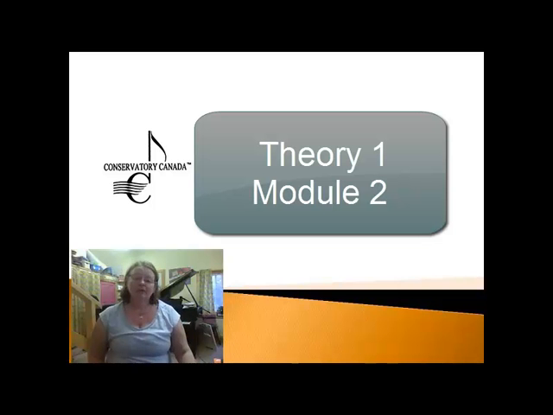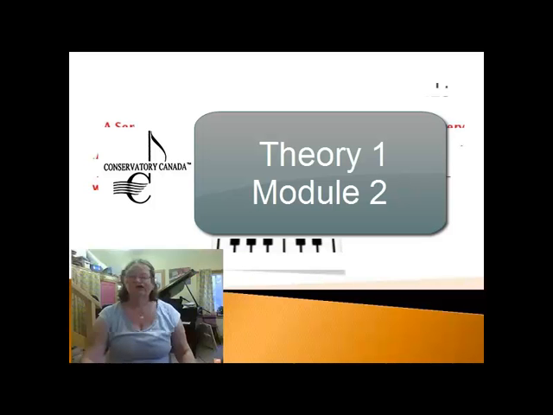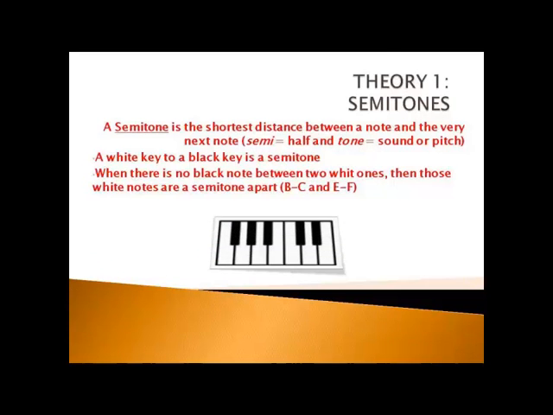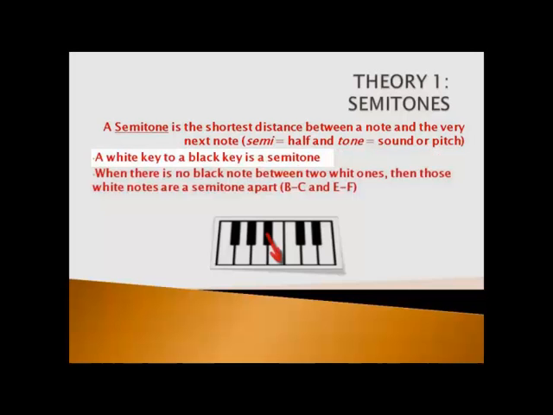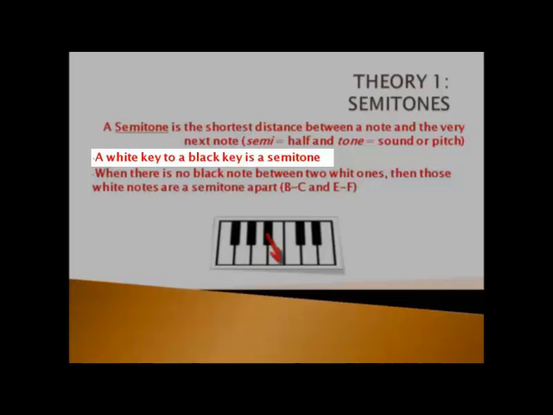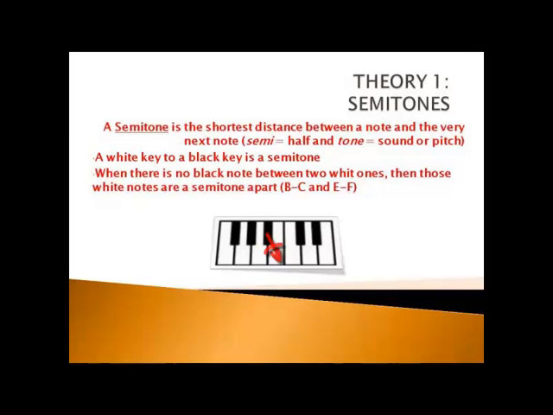Today we're going to move on to semitones or half steps. You can call them semitones or you can call them half steps. It totally is up to you. A semitone or a half step is simply the shortest distance from one note to the next note. So normally it's going to be from a white key to a black key. It could be from a black key to a white key. However, between E and F and B and C, there is no black key. So sometimes it is from a white key to a white key.